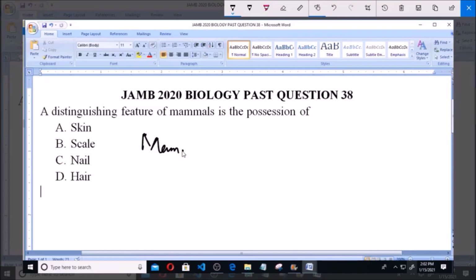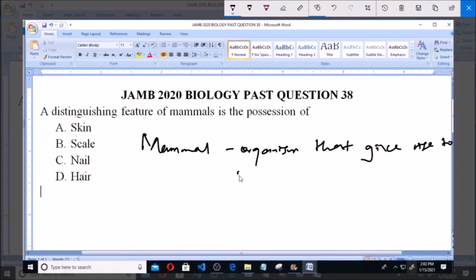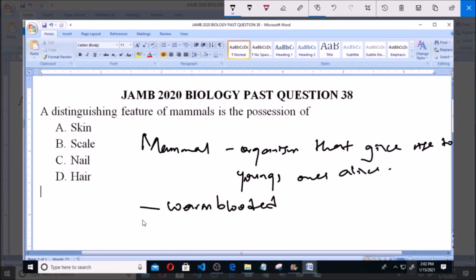Mammals are a group of organisms that give rise to young ones alive. Now, mammals possess the following characteristics. They are warm-blooded. Mammals have skin, which has hair, sweat gland, and sebaceous gland.